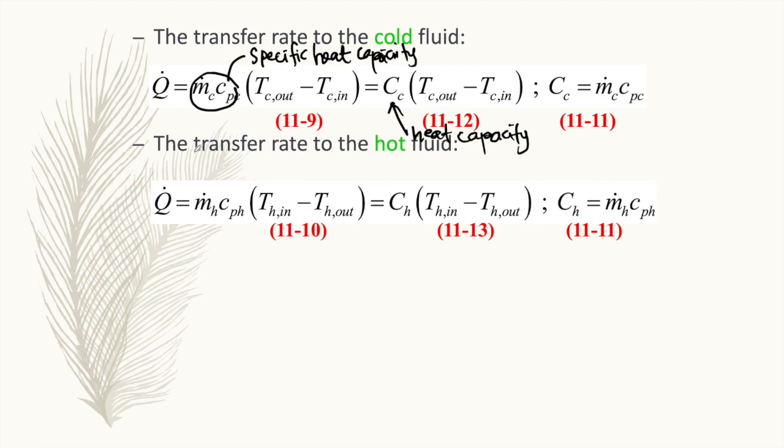Okay, whereas for the heat transfer rate to the hot fluid, we will use Q dot equal to mass flow rate of the hot water or hot fluid times the specific heat capacity of the hot fluid times TH in minus TH out. Here, for the cold fluid, it is TC out minus TC in.